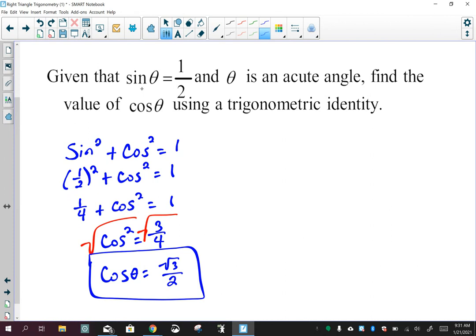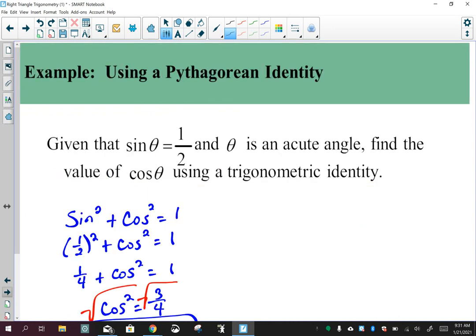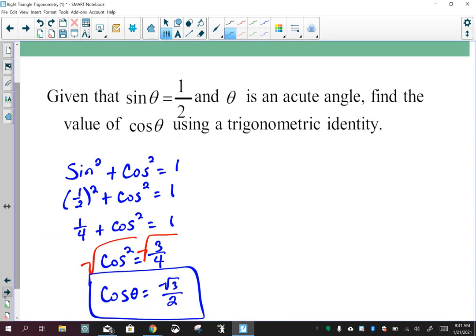So this is my sine of theta, and I plug it in here. This is something else that you need to remember: sine squared theta is the same thing as sine of theta, squared. The same thing goes for cosine, tangent, all that. This is how it's really written. I don't know why they do it this way, but they mean the same thing. That's why I was able to plug in that 1/2 right there.